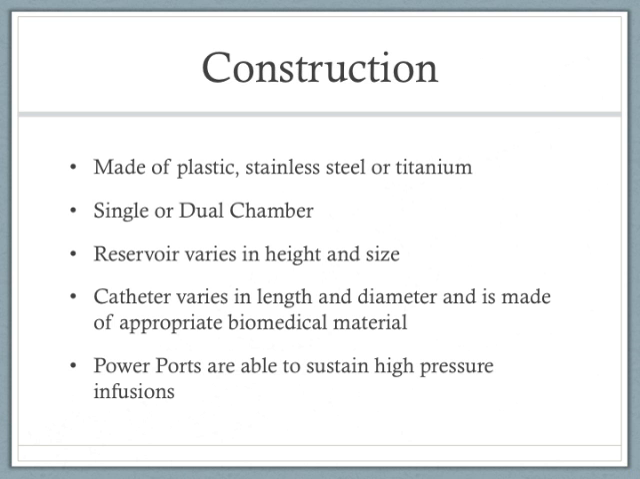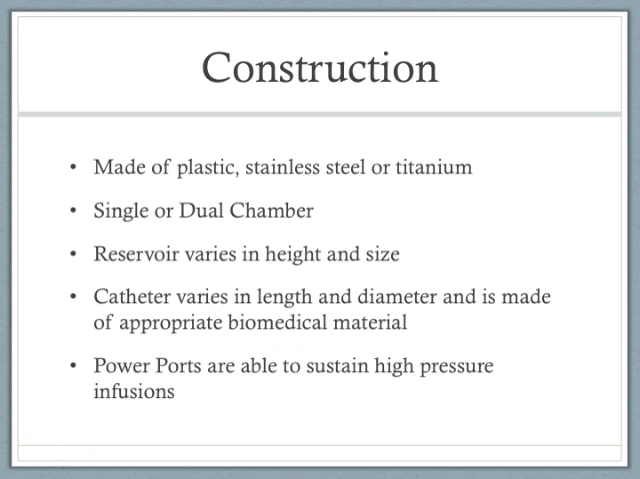Depending on the manufacturer, these devices can be constructed in many different manners. Some are made of plastic, some of stainless steel, some of titanium. They also come in single or dual chamber models, and the reservoir varies in height and size. The length of the catheter varies and is made of some sort of biomedical material. The length and diameter is based on how much needs to go through it, the size of the patient, and how far it has to be inserted. There's also the specific one called power ports, and those are able to sustain high pressure infusions.